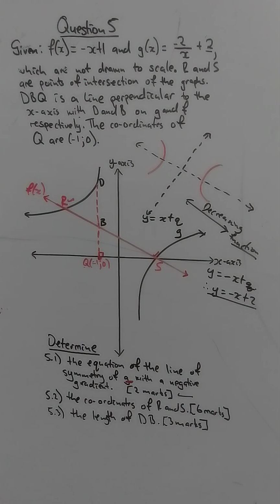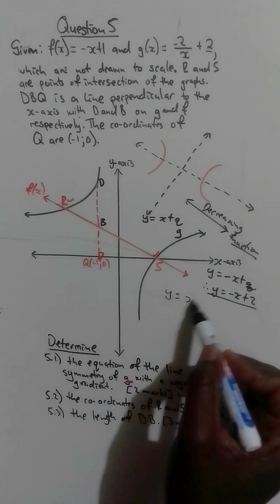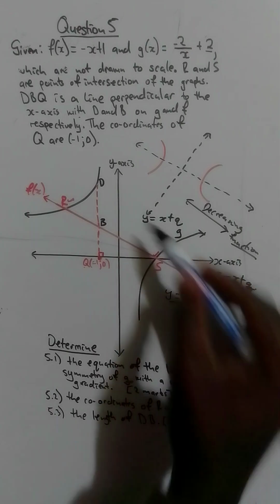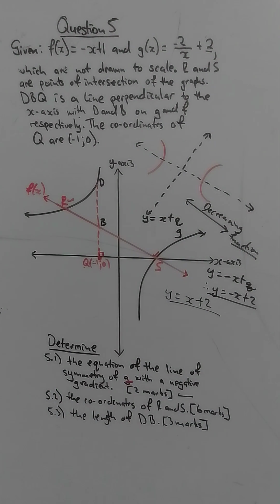Right? So if they had asked for the increasing one, we would have come and said y equals positive x plus 2. Then we would have found it. That's all they wanted. 2 free marks. Now, let's go to question 5.2.